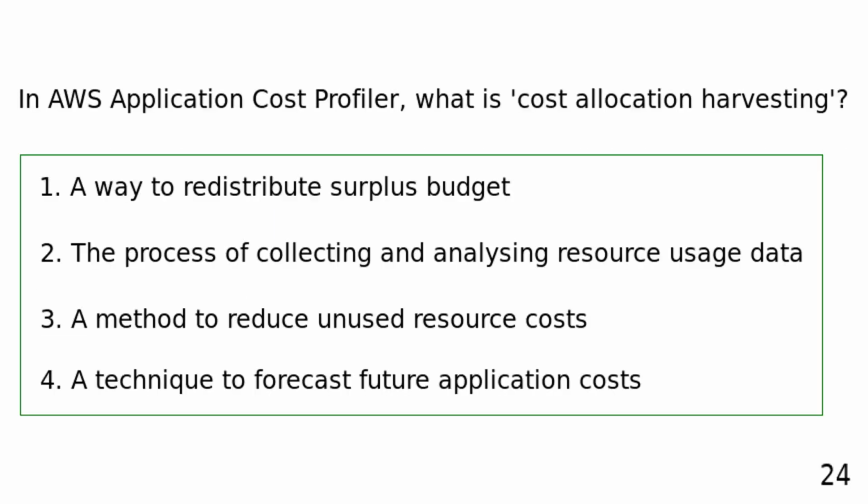In AWS Application Cost Profiler, what is cost allocation harvesting? A way to redistribute surplus budget. The process of collecting and analyzing resource usage data. A method to reduce unused resource costs. A technique to forecast future application costs.